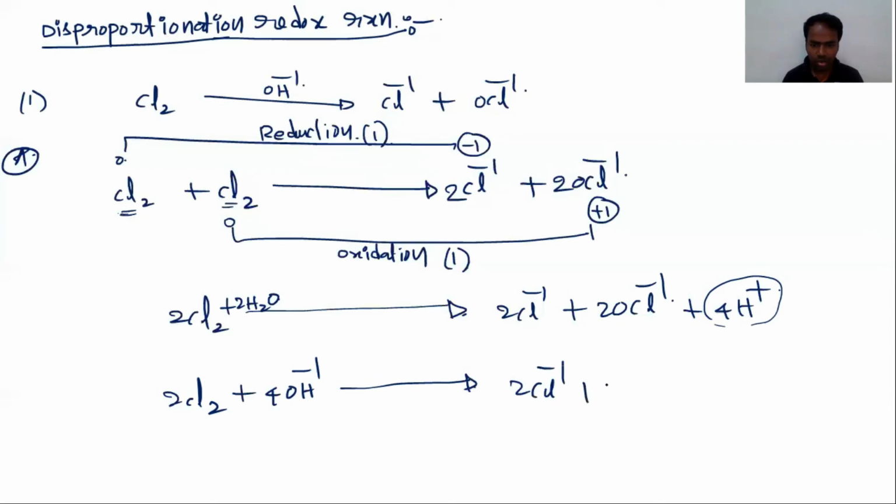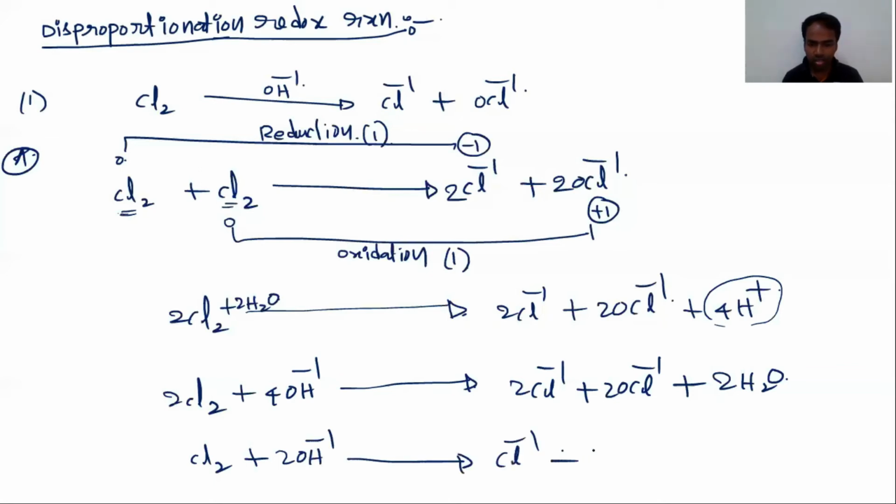2Cl⁻ and 2OCl⁻ plus 2 water molecules. These 2 water molecules are present on the reactant side, and now they will come to the product side. If you observe this reaction, you can divide the total reaction by 2, since 2 is common. Then Cl2 plus 2OH⁻ forms Cl⁻ plus OCl⁻ plus a water molecule. Now this equation is balanced in basic medium.